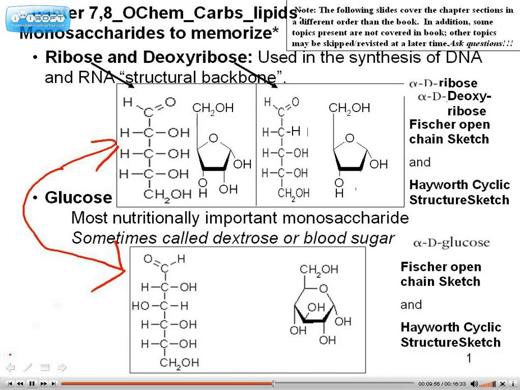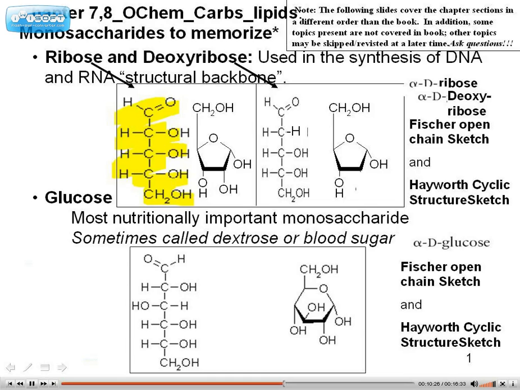So let's go ahead and go to this one right here. Let me go ahead and show you the tricks and how to memorize it, and I'll show you some key attributes of it to make it a little bit easier for you. So let's go ahead and focus on this one right here. This right here is the open chain ribose.